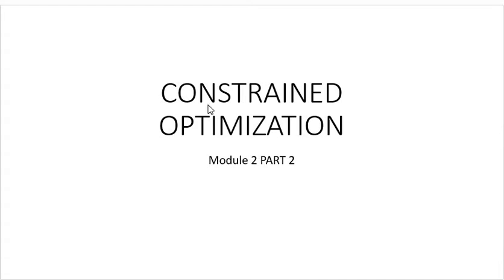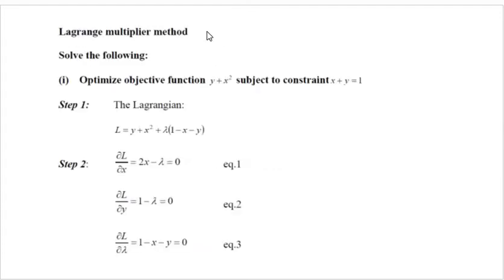Module 2 Part 2, Constraint Optimization. Lagrange multiplier method. In the Lagrange multiplier method, we need to optimize an objective function subject to a given constraint.